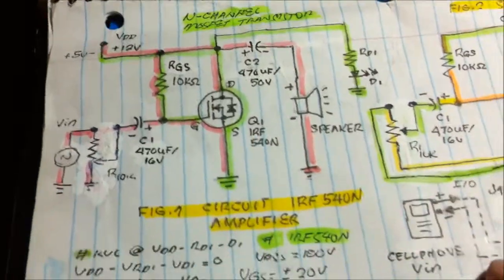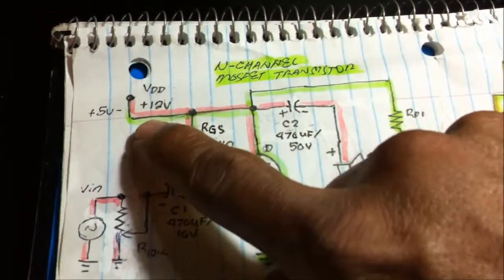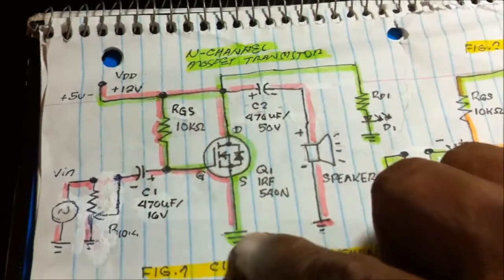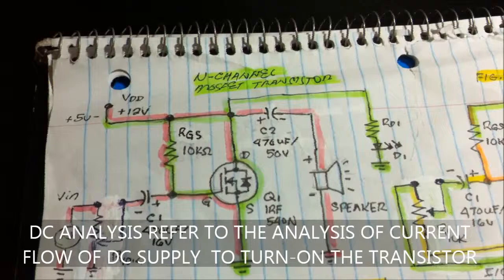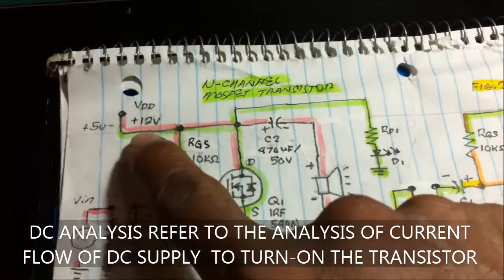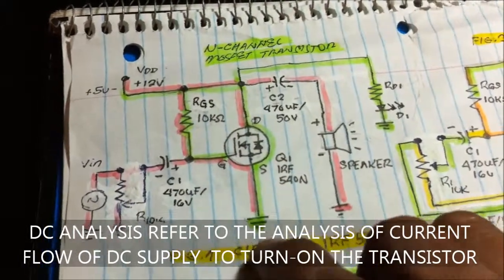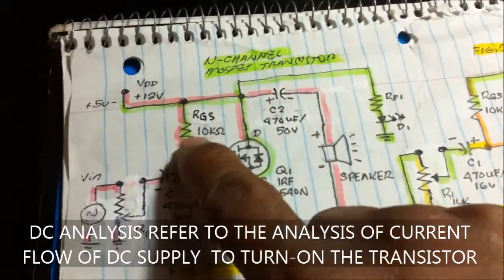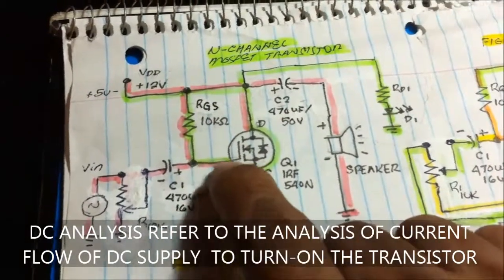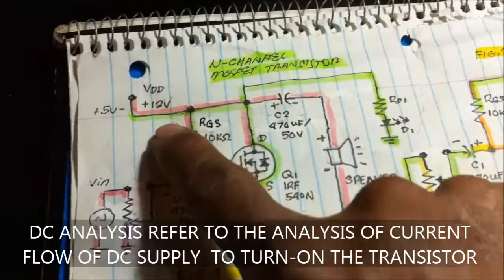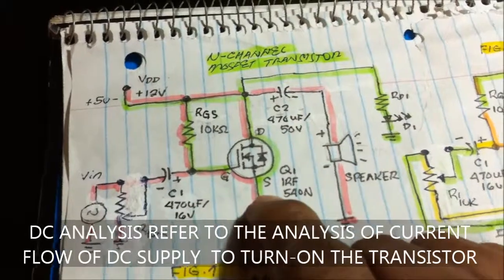So if we're going to trace the current flow, the green one, see the green one? That is the flow of direct current or DC. 12 volts to the drain, to the source, and to the ground. 12 volts to the resistor, to the gate. What happened here? Is the current still flowing to the gate, to the source?